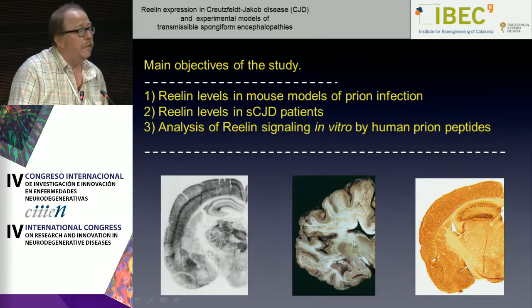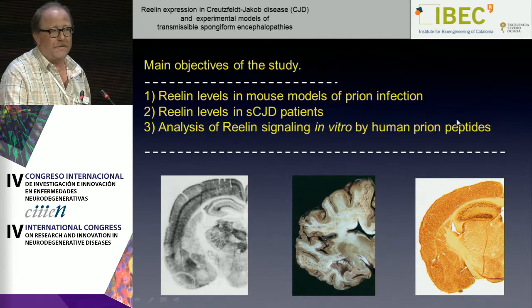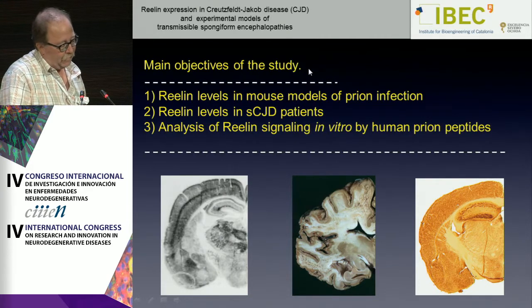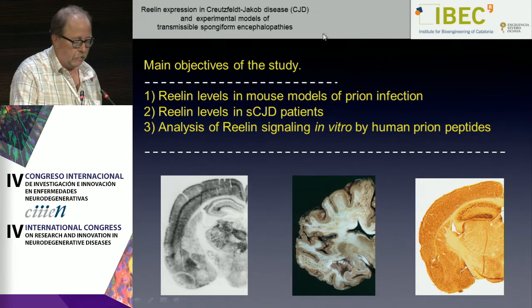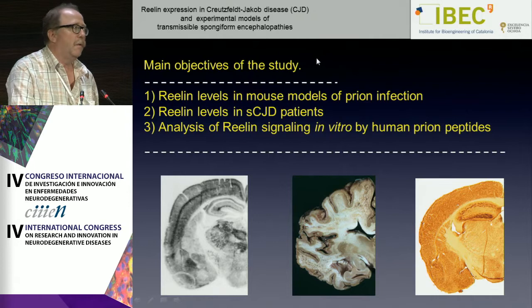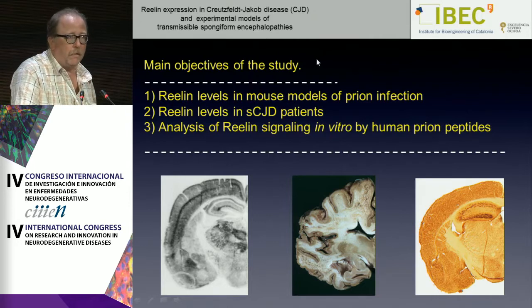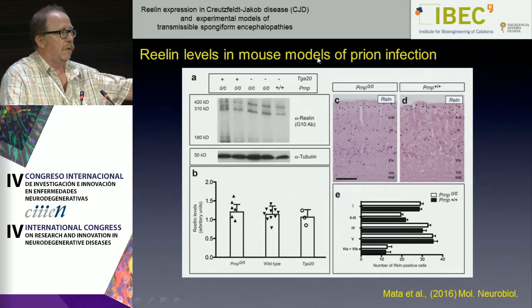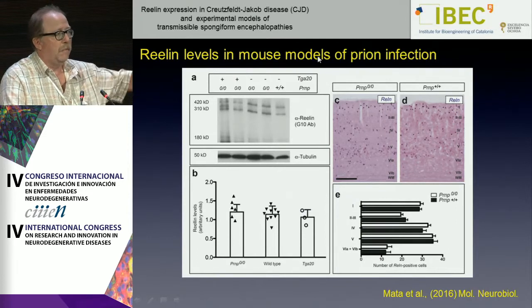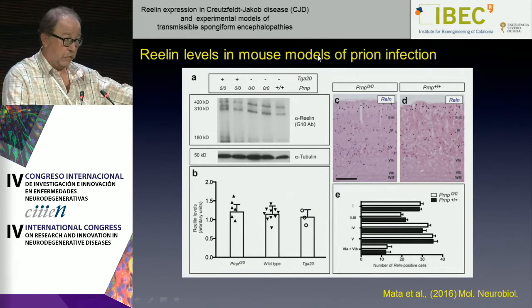But nothing was known about Creutzfeldt-Jakob disease. So in our study, we looked at the reelin levels in the mouse model of prion infection. We also looked at the levels in sporadic Creutzfeldt-Jakob disease patients. Later on, we made some in vitro experiments, using human prion peptides, to understand the changes we will show you. As I mentioned, there is a change from the normal to the pathogenic form, so the levels of the normal one decrease in Creutzfeldt-Jakob disease.